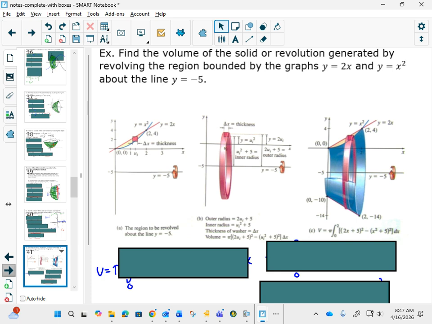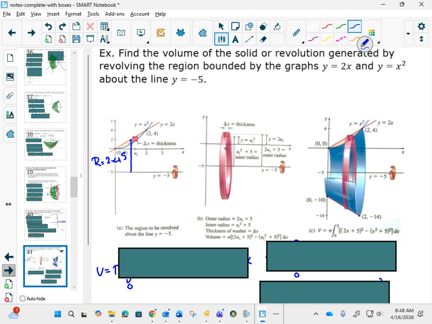Now, here we have the line y equals 2x and the parabola x squared, and we're now rotating it around -5. Can you see that the 2x is the equation that's on the top? The 2x is going to be your big radius. So my big radius here is going to be 2x, but 2x only gets me to the x-axis. And then I would have to add 5 to get to this value.